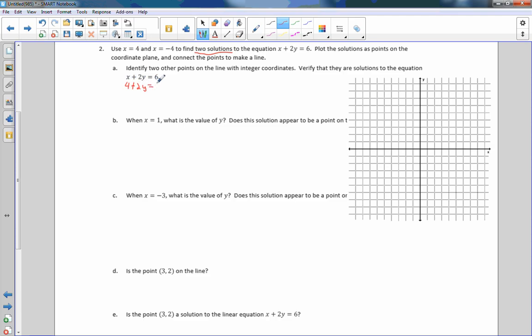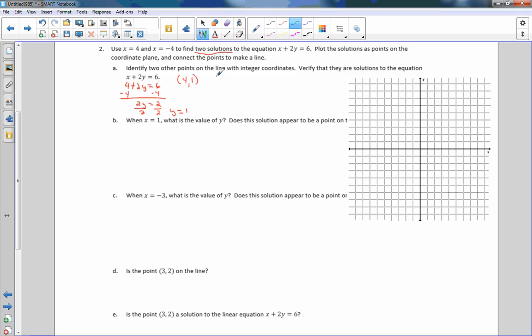So 4 plus 2y equals 6 because I substituted in x equals 4. And in order to solve that, I do SADMAP and I subtract 4 from both sides. And I get 2y equals 6 minus 4, which is 2. And if I divide by 2, then I get y equals 1. So my x was 4 and my y was 1.